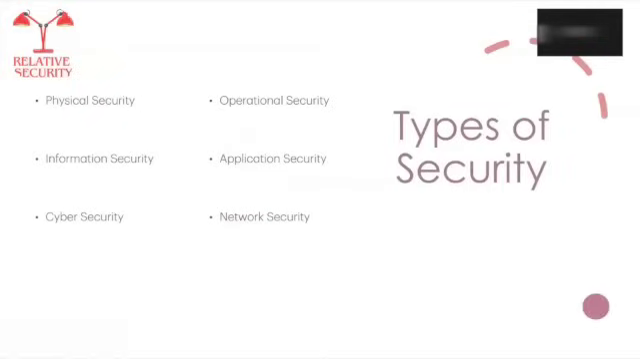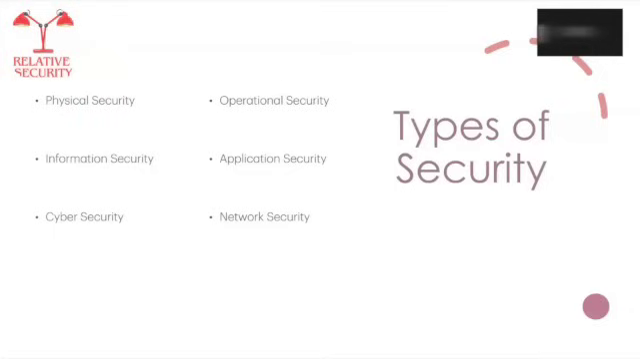Let's discuss different types of security. The first one that comes to mind is physical security: protecting physical assets like buildings, hardware and people from physical threats such as theft, vandalism and natural disasters. These are all things that you can bring under the umbrella of physical security.